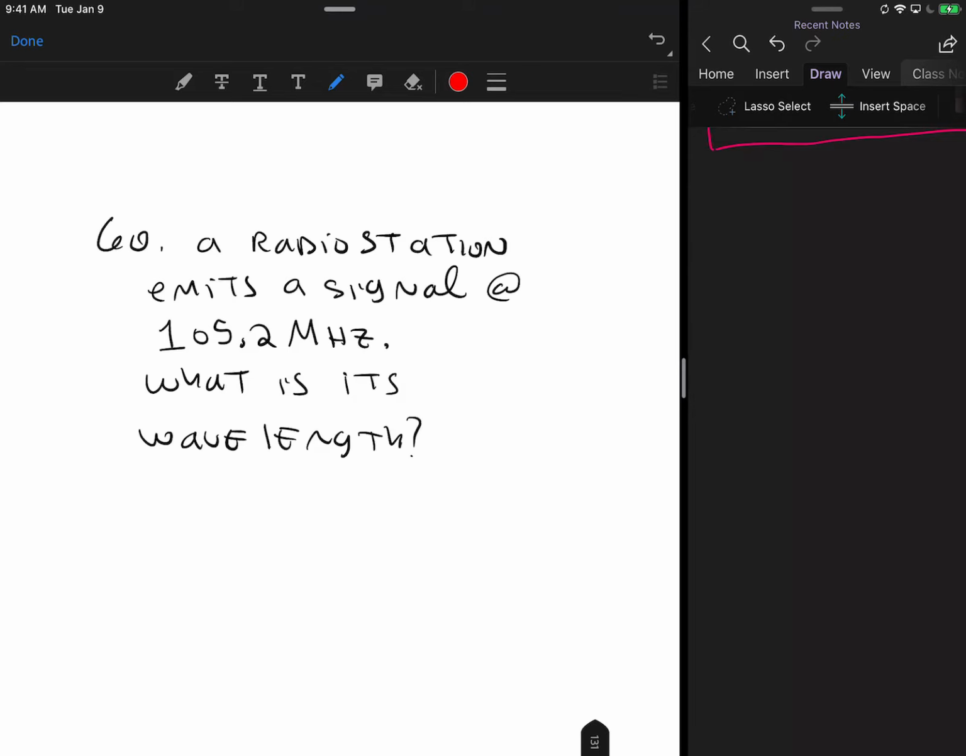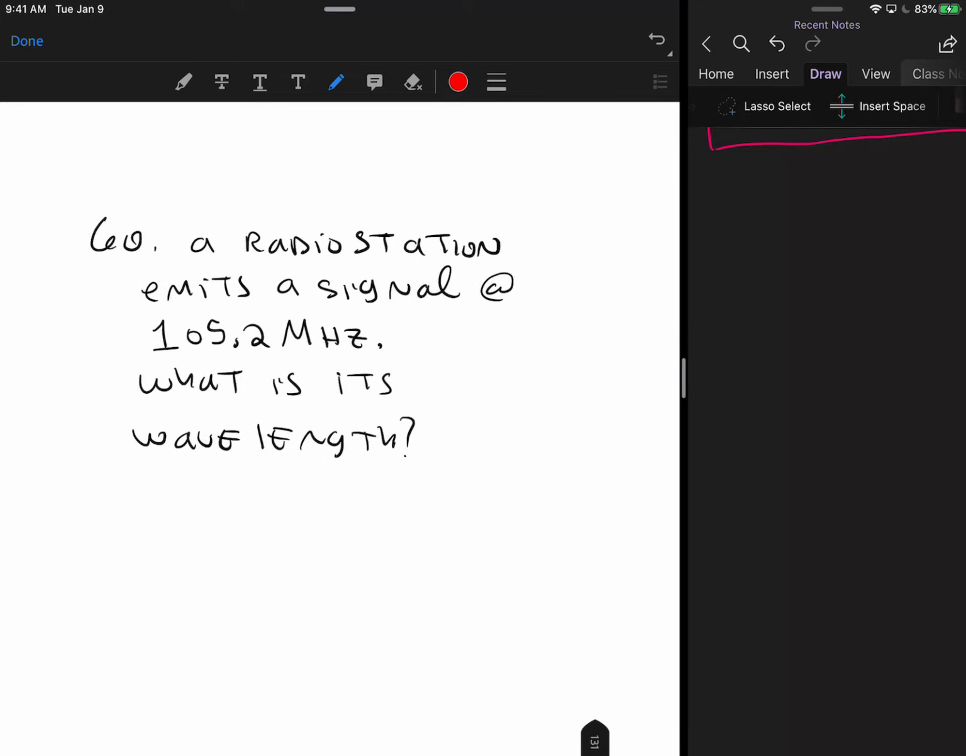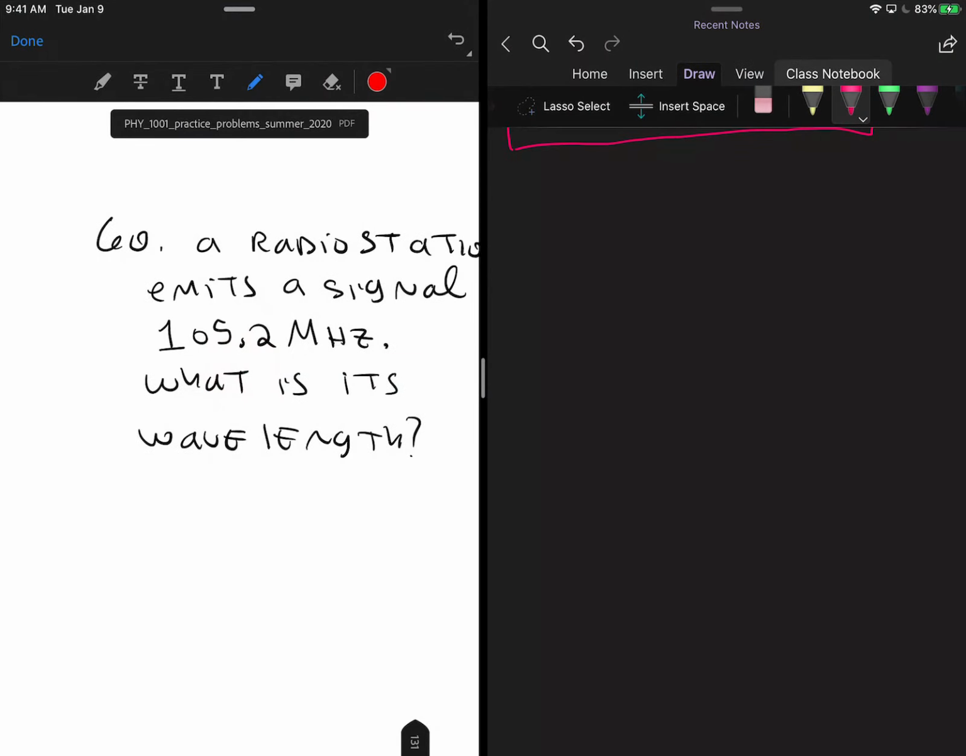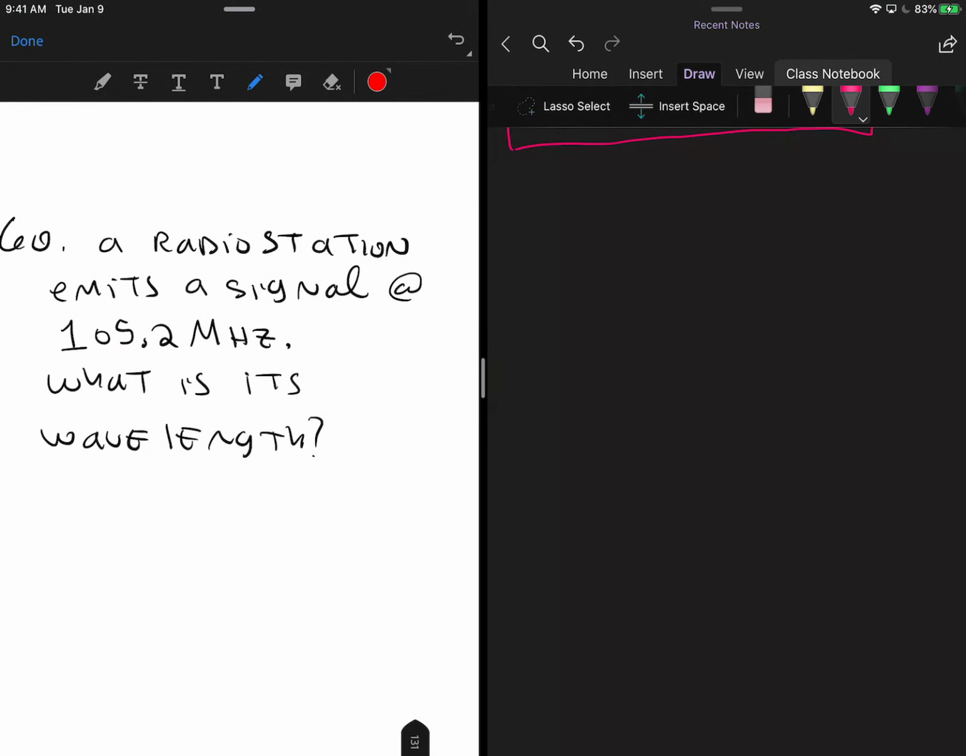This word problem says a radio station emits a signal at 105.2 megahertz. What is its wavelength? So pause, try to get your answer, and when you're ready, double check. Let's write down what we're given. We're only given one number, 105.2 megahertz.